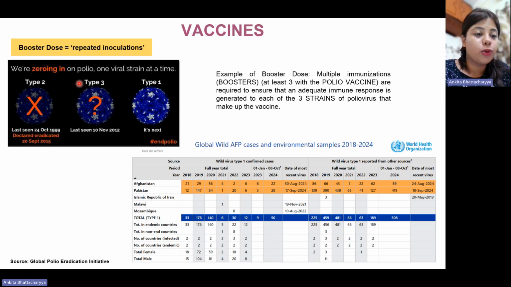For example, the type 2 strain has been eradicated for a very, very long period of time. It was last seen in October 1999, and there have been no reports for it since then. So it has now been declared eradicated by the WHO, or the World Health Organization.